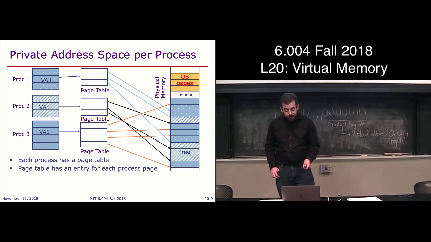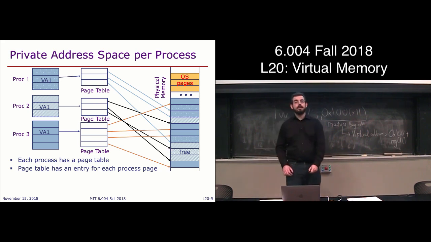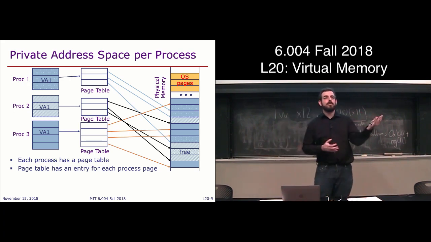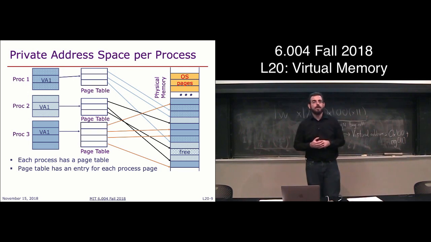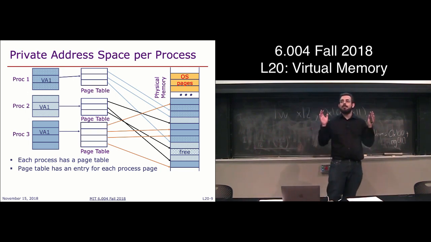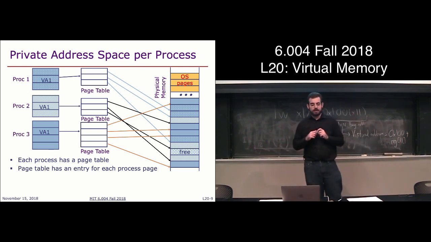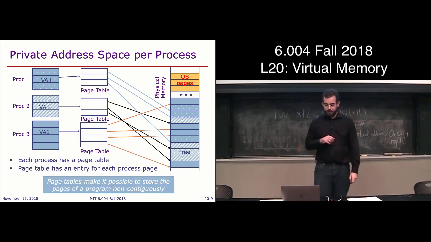So now, note that the pages of process 1, the pages of process 2, and the pages of process 3 are all stored non-contiguously, right? We just have a bunch of 4 kilobyte chunks which we're allocating independently. And so we don't have this restriction of having a big chunk of memory for each process anymore, right?